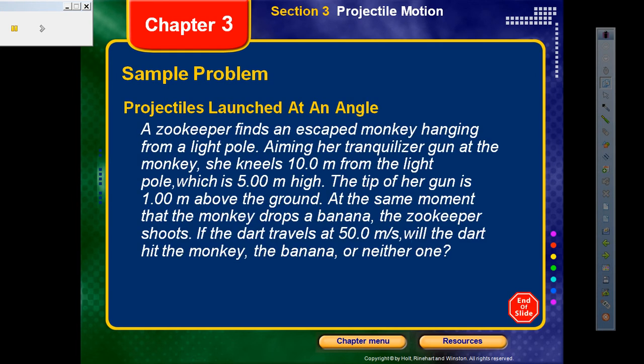Okay, so what we have here is a zookeeper finds an escaped monkey hanging from a light pole. Aiming her tranquilizer gun at the monkey, she kneels 10 meters from the light pole, which is 5 meters high. The tip of her gun is 1 meter above the ground. At the same moment that the monkey drops a banana, the zookeeper shoots. If the dart travels at 50 meters per second, will the dart hit the monkey, the banana, or neither one?